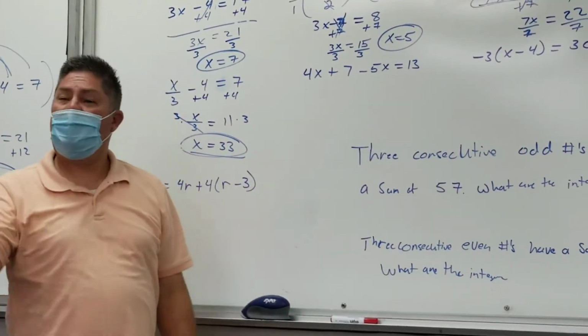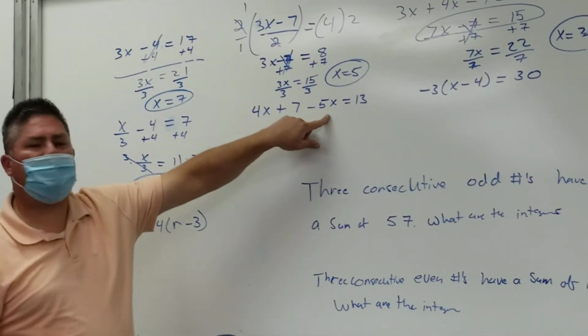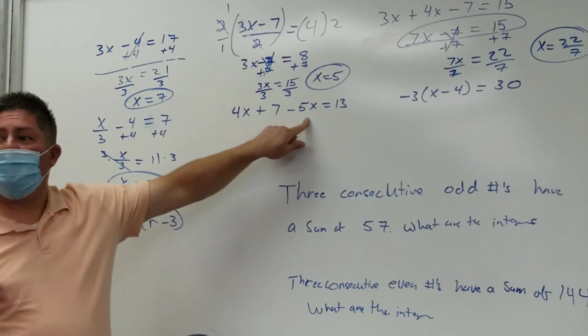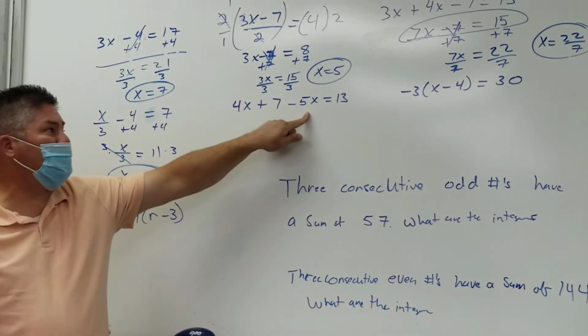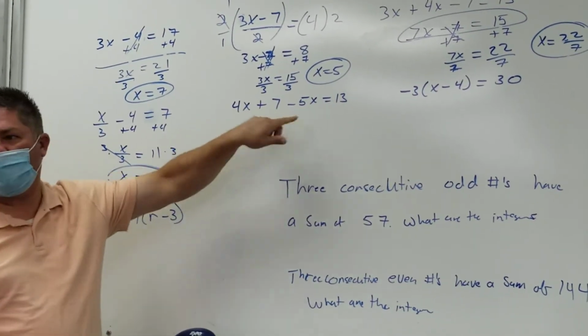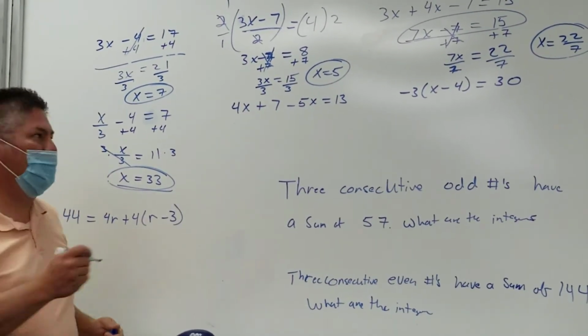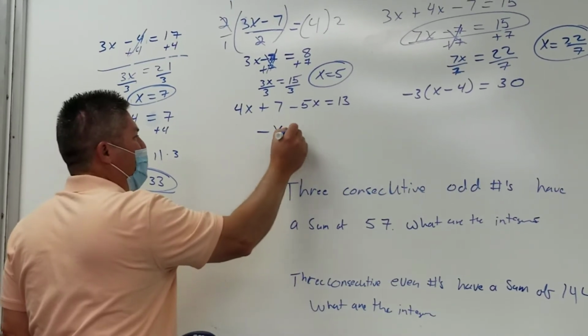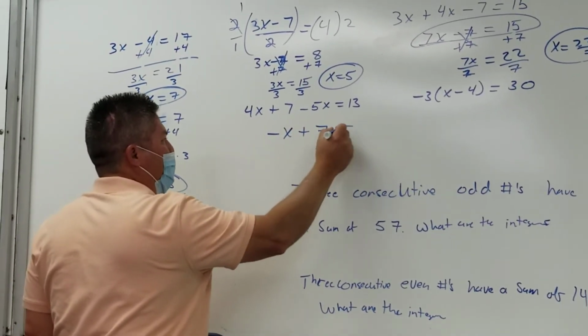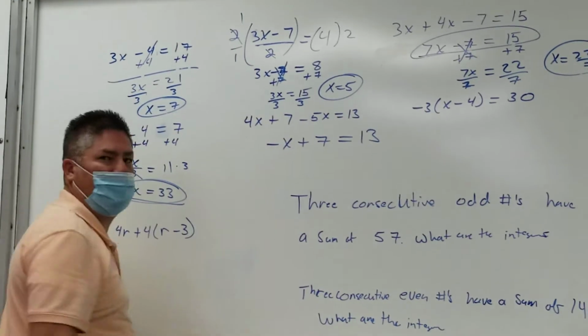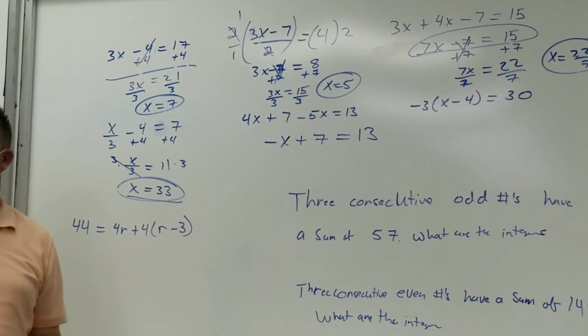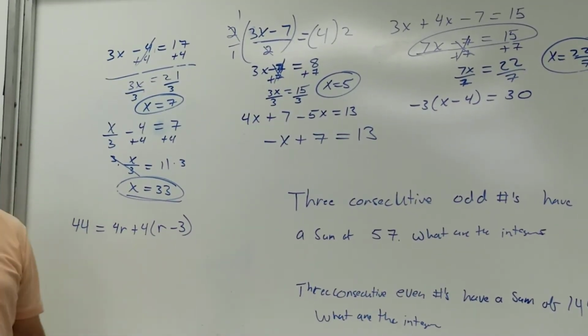Combine the x's. The x's are on the same side of the equation, so I just simply combine them. What's 4 minus 5? Negative x, right? Plus what? 7 equals 13.